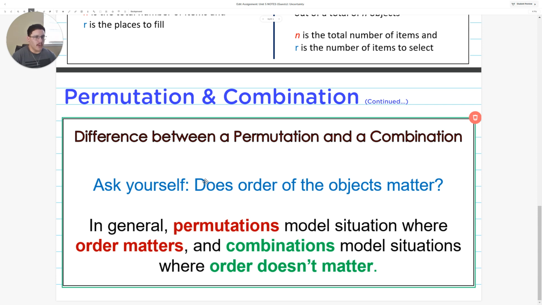Now, the next few problems, we're going to need to determine what is a permutation, what is a combination. There's going to be a series of questions that I'm going to ask y'all to help identify what each problem is associating with, or what it's talking about. So again, when determining which one to choose, ask yourself, does order of the objects matter? I've said this plenty of times, but I'm going to say it again because it's important. Permutations model situations where order matters. Combinations model situations where order doesn't matter.